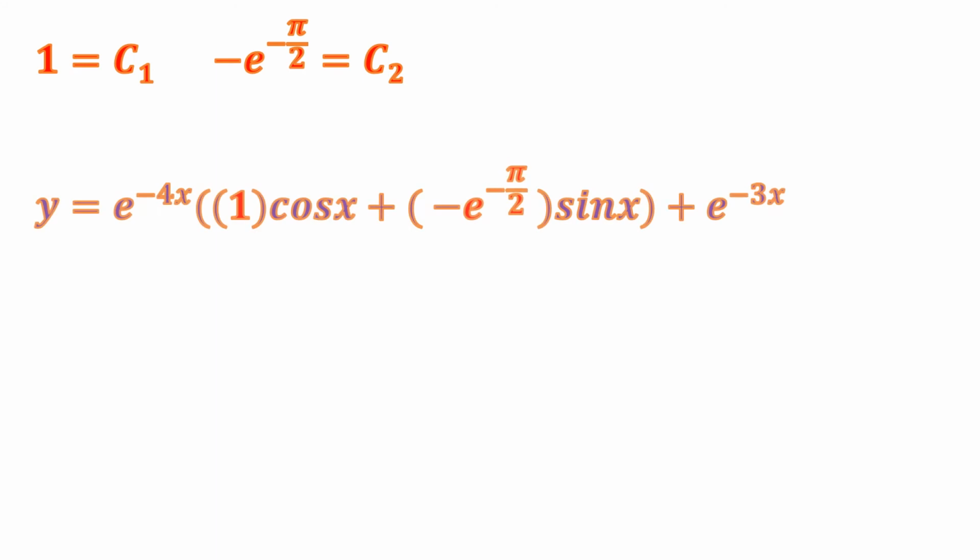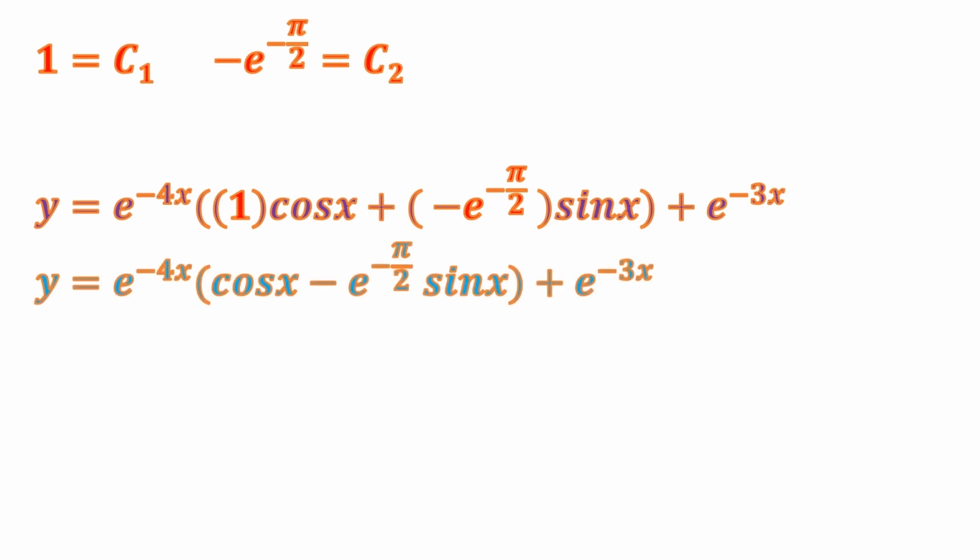So let us gather our c1 and c2. c1 is 1 and c2 is negative e to the negative pi halves. And let's substitute: y equals e to the negative 4x times the c1, which is 1, and c2, and our yp is e to the negative 3x. So our final answer will be y equals e to the negative 4x cosine x minus e to the negative pi half sine x plus e to the negative 3x.